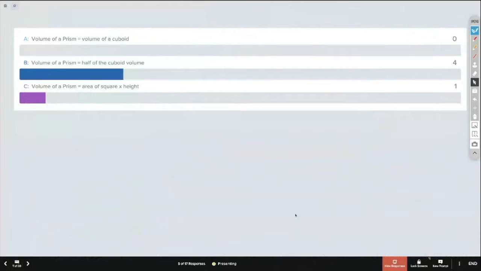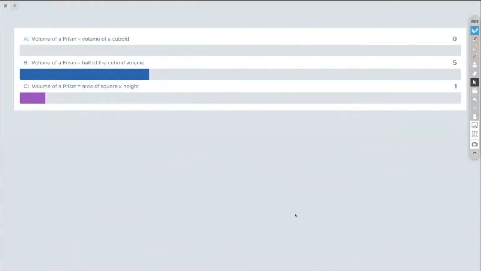Okay. So A is the volume of the prism is equal to the volume of the cuboid, or B is the volume of the prism is equal to half of the cuboid volume, or C is the volume of a prism is equal to the area of a square times the height. So many of you chose B, right? How about the rest that cannot? Nuha and Trisan, did you manage to join the PADAC? If not, please respond with your answer in the chat.